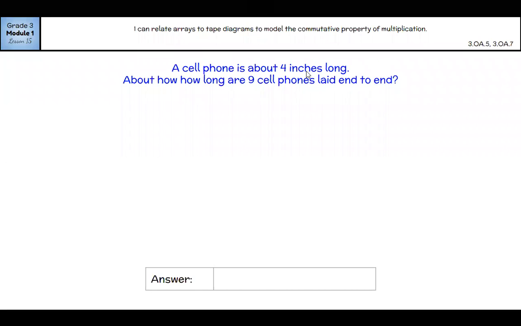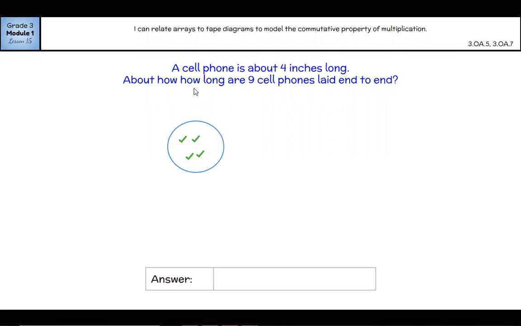All right, a cell phone is about 4 inches long. About how long are 9 cell phones laid end to end? Okay, so if I think of this like groups, I'm thinking of it like a cell phone is 4 inches long, right? So I need to figure out how many are 9 groups. So it's like thinking of 9 groups of 4.